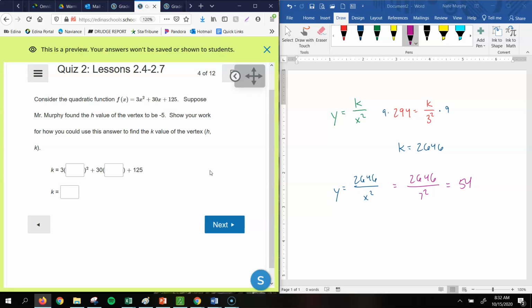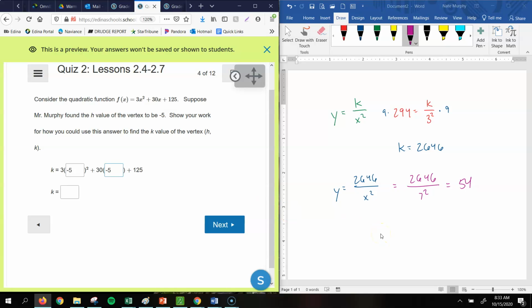Alright, so then this one says, suppose Ms. Murphy found the h value of the vertex to be negative 5. Show your work for how you would use this answer to find the k value of the vertex. And the vertex is the coordinate (h, k). For this problem, I just want to make sure that you know how to get your answer, the work that you would do. So the first step would be to put negative 5 in for x. So in each of these blanks, I'm going to replace x with negative 5.